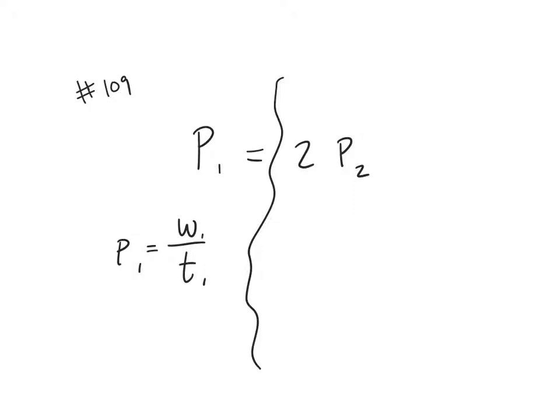Okay, so if a machine is twice as powerful, it simply means it can do the same work as the other machine twice as fast. Right? Twice as fast, or in half the time. In half the time, because time and power are inversely related. So to have twice as much power means you're using half the time. Twice as much power means you're going to be using half the time.